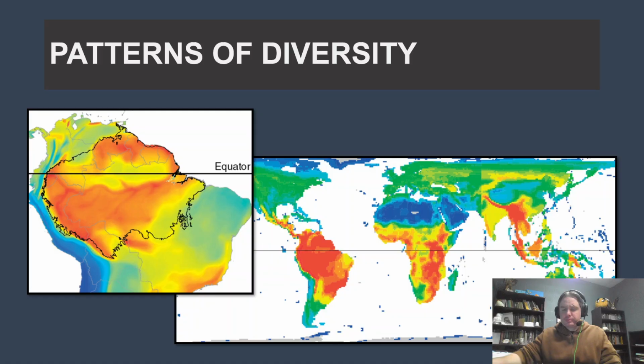In general, avian diversity is highest in the tropics. So it's highest around the equator and progressively gets lower and lower as you move to higher latitudes, both in the north and south direction. This is a general pattern, though. It is not an absolute rule.